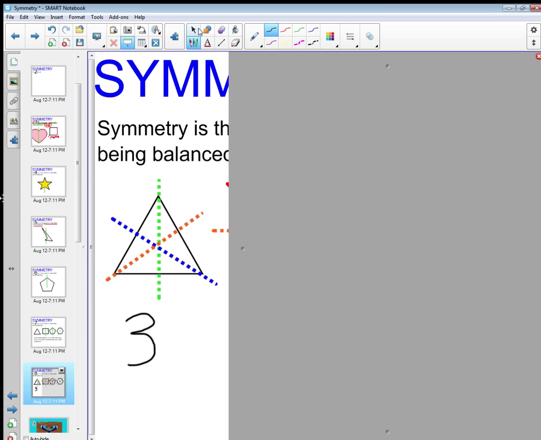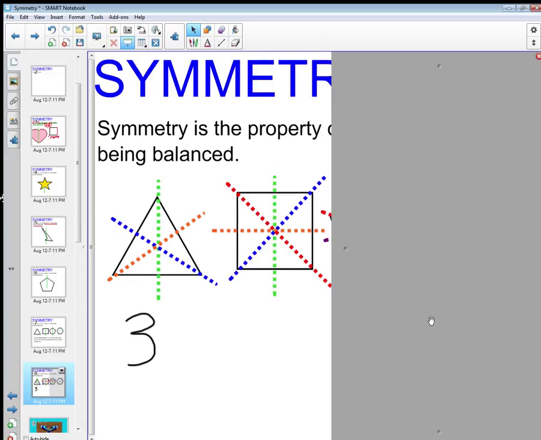3 lines. Now I know it looks like more than 3 lines. It looks like 1, 2, 3, 4, 5, 6. It looks like 6 lines. But remember, this line is the same line whether it's down here or up here. It's like whoosh, one line cutting through. So it's got 3 lines of symmetry. Cool? Capiche? Alright, let's try the next one.